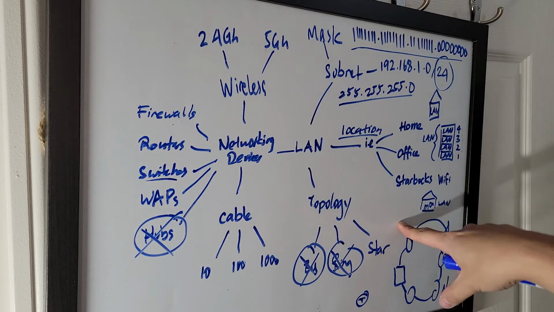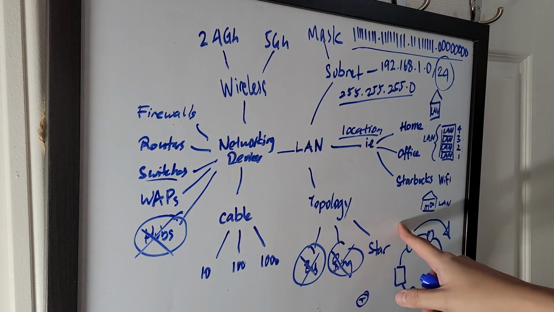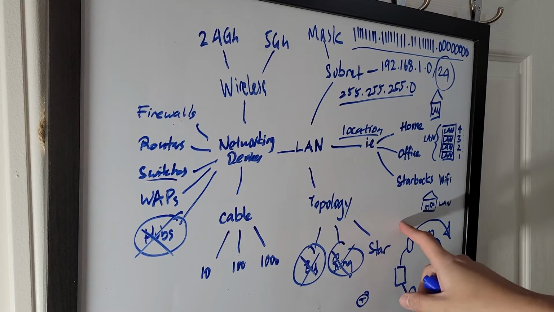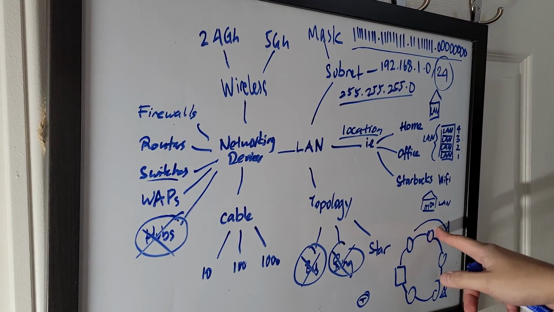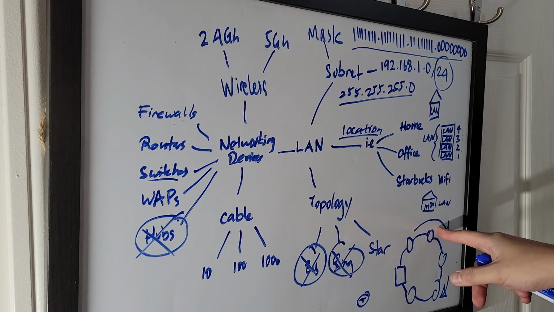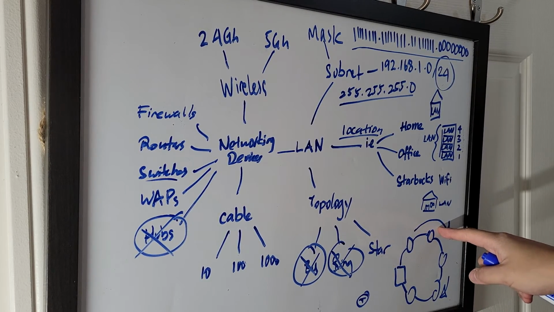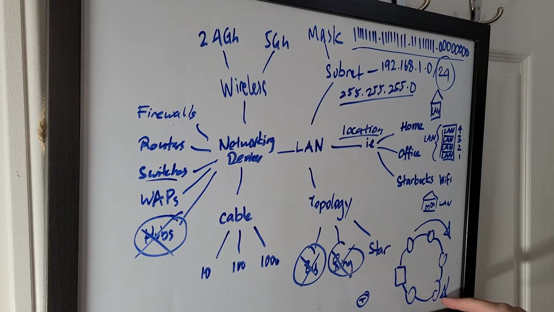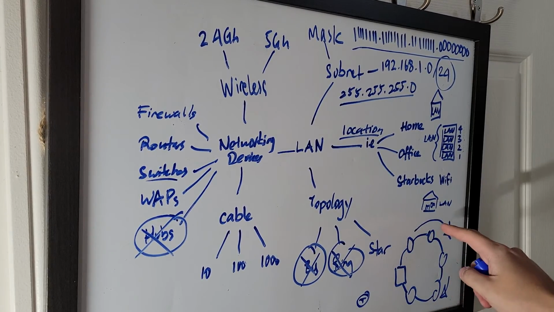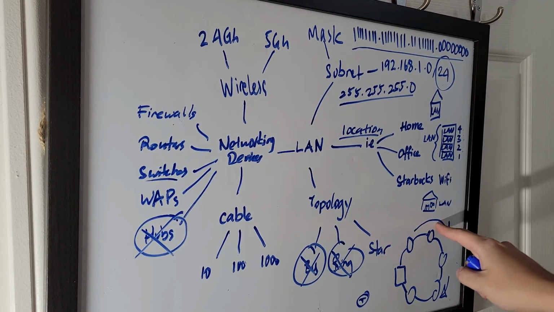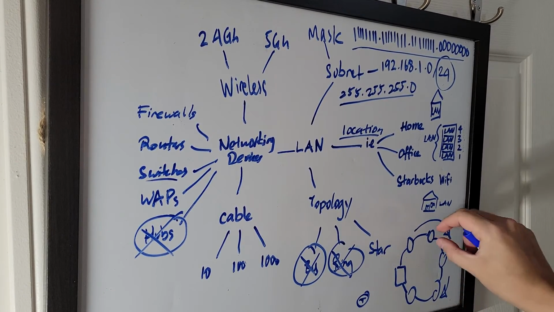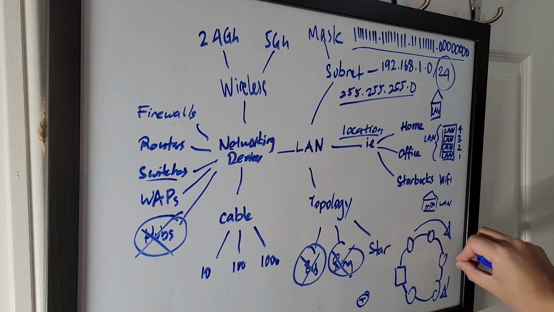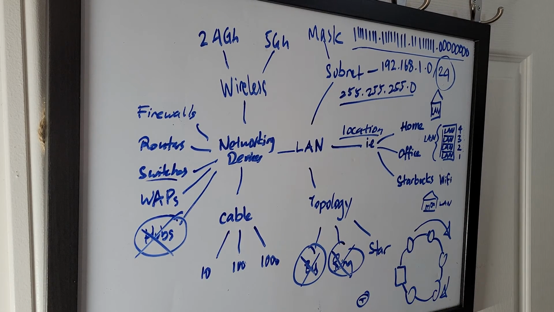If the token passes on to you and you don't need to transfer data, then the token moves to the next computer, and it asks that computer basically if that computer needs to transfer data. If it doesn't, then it moves on and moves on until it reaches the computer that needs to transfer data. Then that computer will use that token to transfer its data to, let's say, the printer over here.